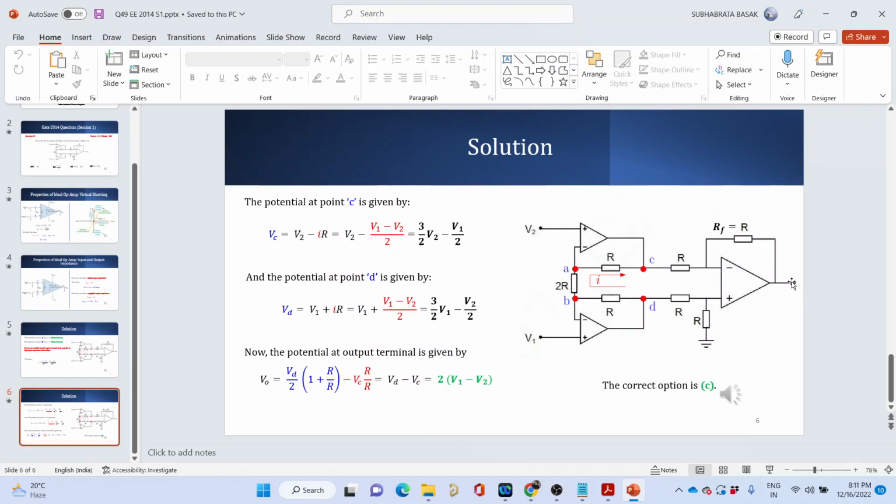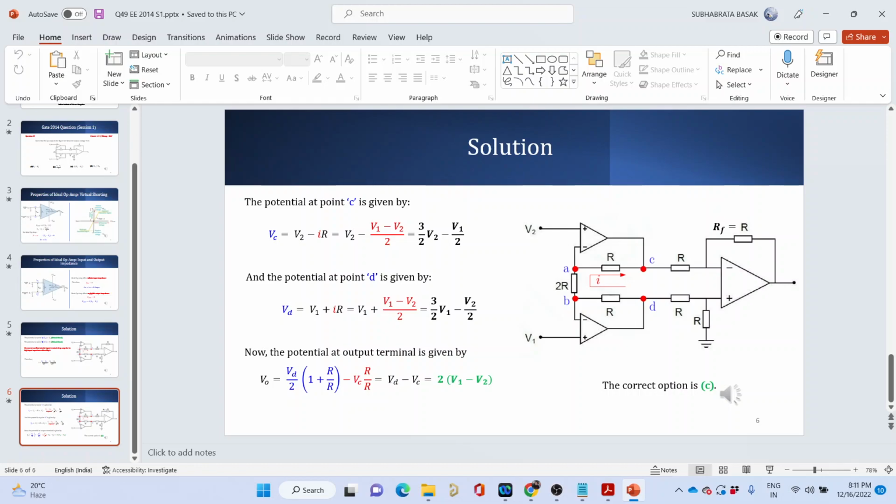Navkirti? As written, we see RF divided by R. Correct. So minus of, not VC, it is minus of, because the input I am talking about, VC, is at an inverting terminal. If it is at an inverting terminal, it will be minus RF divided by R into this potential. So VC into minus RF by R. RF is R over here. So the expression we are getting is VD minus VC.